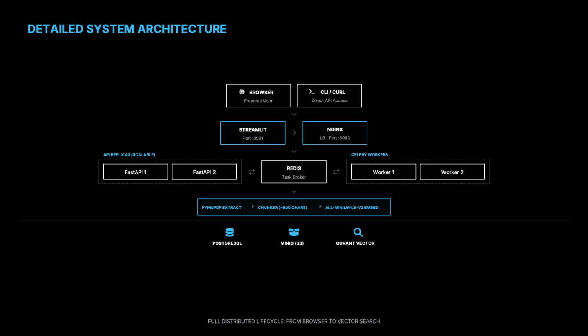These workers handle the text extraction using PyMuPDF and generate embeddings using the all-MiniLM-L6-v2 model. Finally, the resulting vectors are stored in Qdrant while the document metadata is kept in PostgreSQL. This separation of concerns allows us to scale the compute-heavy workers independently from the user-facing API.